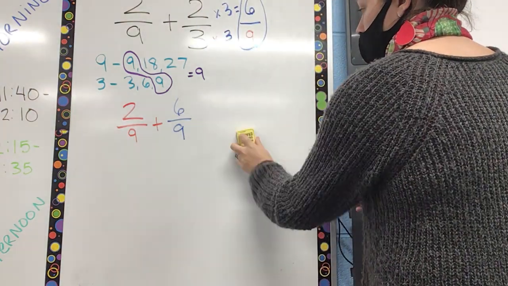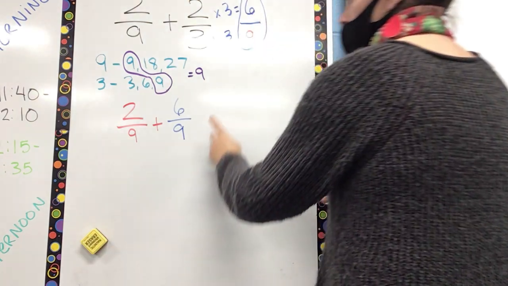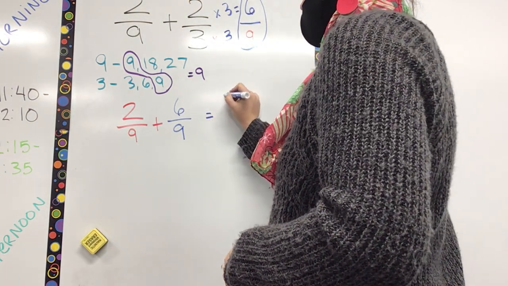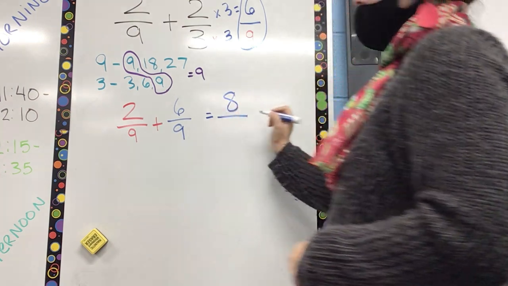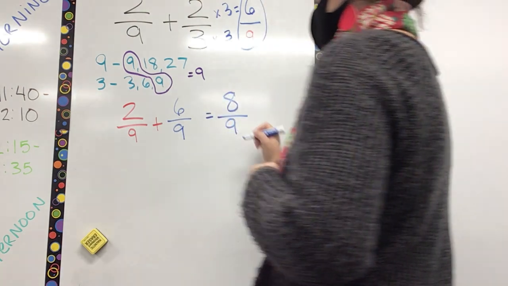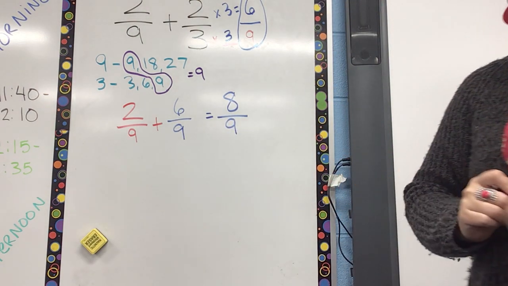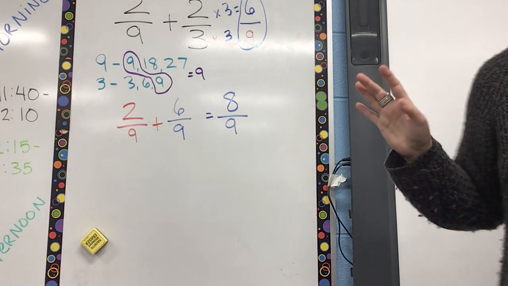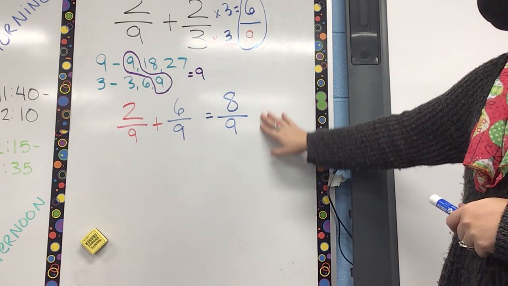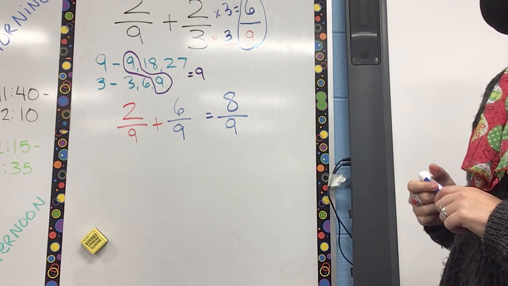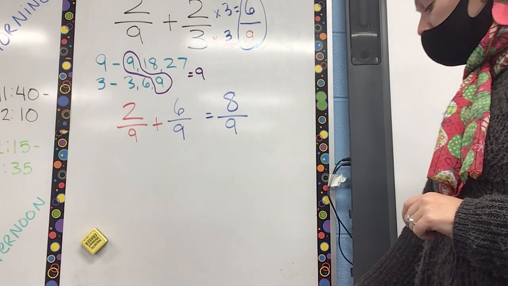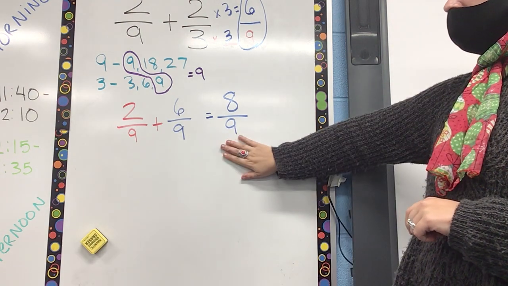All right, so let's add here. I add my numerators. 2 plus 6 is? 8. And my denominator stays the same. It stays a 9. All right, at the end though, I got my answer. I always need to check to do what? Simplify. Can I simplify this fraction at all? Yes. No. Wait, no. There's nothing I could divide them both by. So this is your final answer here.